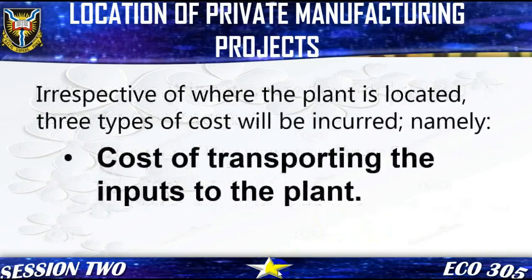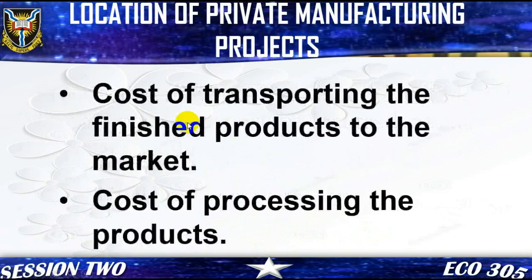Irrespective of where the plant is located relative to those two centers, three types of costs will be incurred. They are as follows. A. Cost of transporting the input to the plant. B. Cost of transporting the finished product to the market. C. Cost of processing the product.